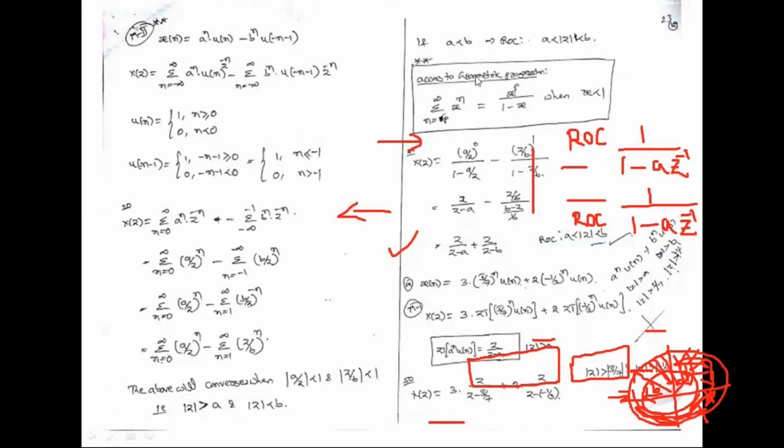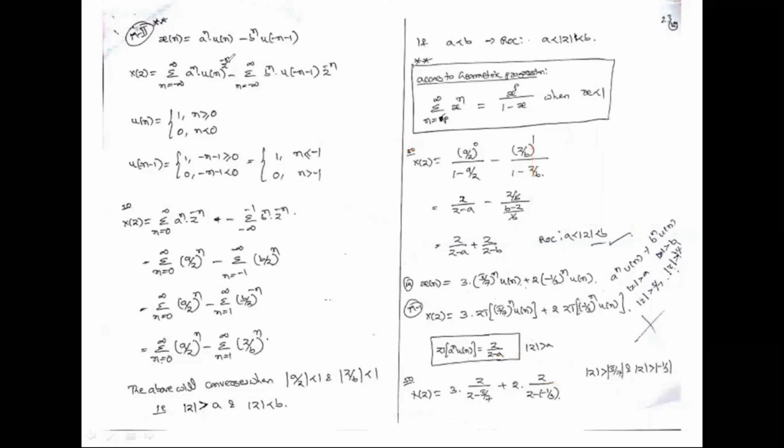Another example, x of n is equal to... so you got it, my dear students. The second method means directly you are not taking the a power n mu of n. You are simplifying this function: the sum from 0 to infinity of a power n z power minus n, plus the sum from minus infinity to minus 1 of b power n z power minus n. Okay, we're taking off the values. Greater than a power n means 0 to infinity, mu of n is just 1. For mu of minus n minus 1, the value is in between the range of minus infinity to minus 1.